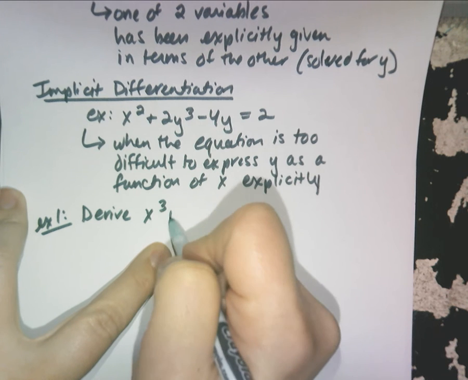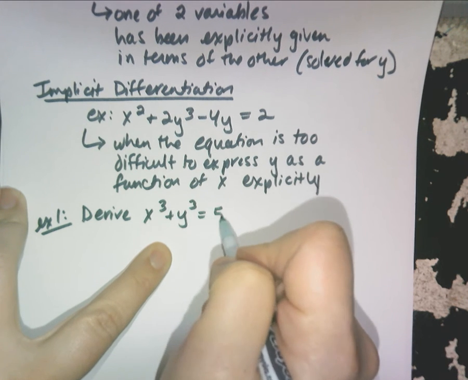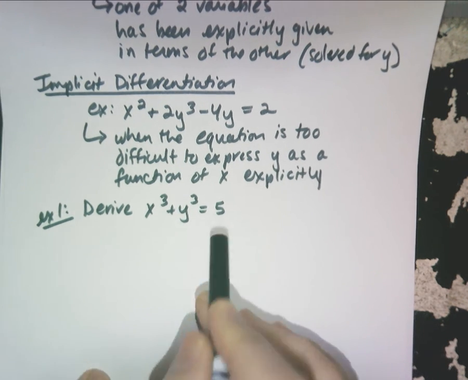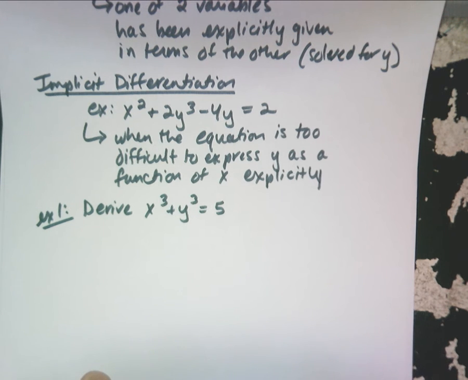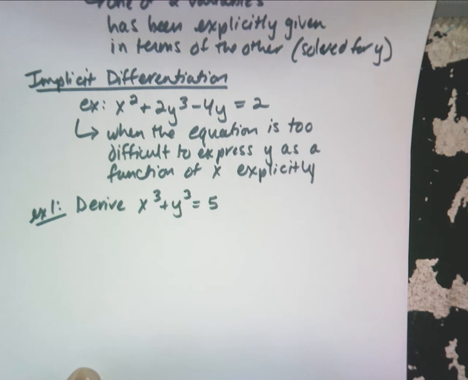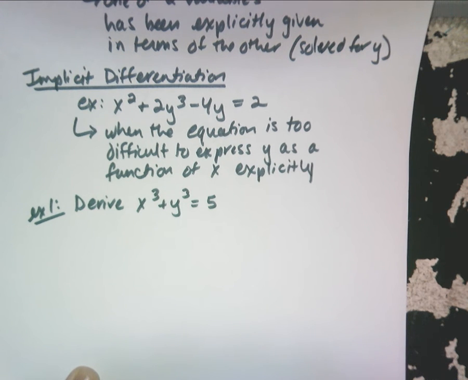Derive x cubed plus y cubed equals 5. Now, I'll be honest with you, you could solve this one explicitly. Take the cube root of y on both sides, and you could do it. Okay, but we are actually going to derive it implicitly.